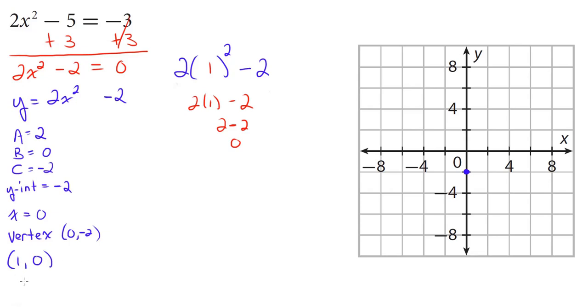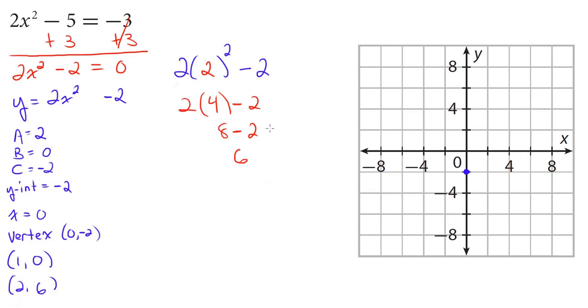So then how about 2? So 2 comma something. Well, let's go ahead and erase this, and plug in a 2 here. So 2 squared is 4. 2 times 4 is 8. And 8 minus 2 is 6. So where x is 2, y is 6.